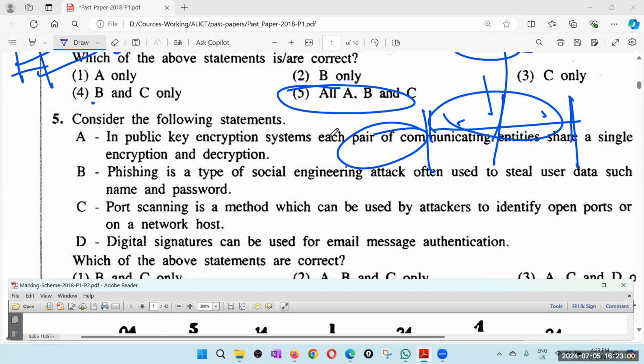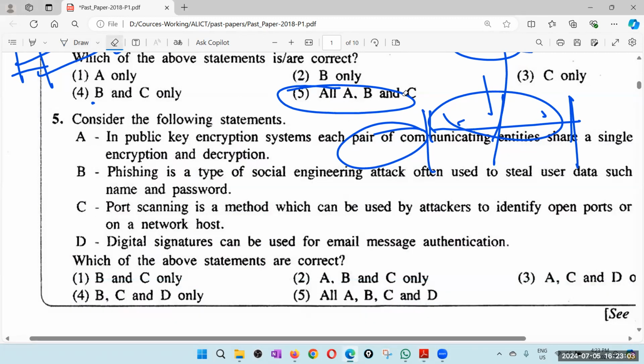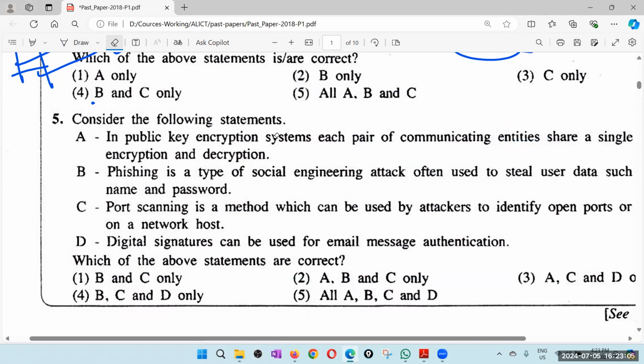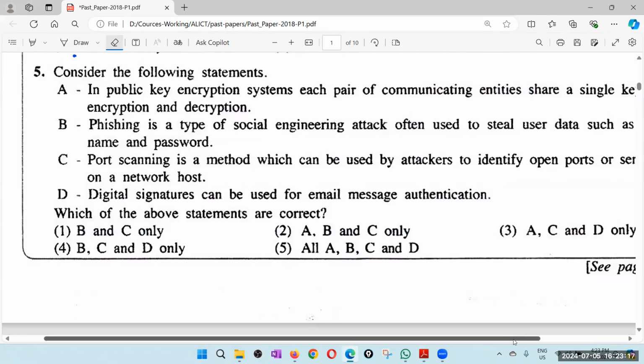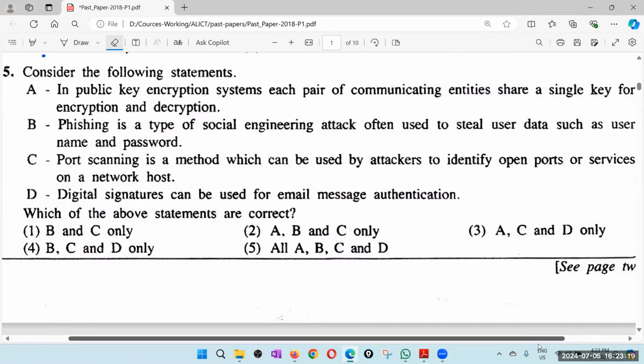Okay, fine. So this one is related to security. In public key encryption systems, each pair of communicating entities share a single key for the encryption and decryption. Right. So I think we discussed private key versus public key encryption. Maybe I can explain it again a little bit today. So therefore, let's keep it open for the time being.